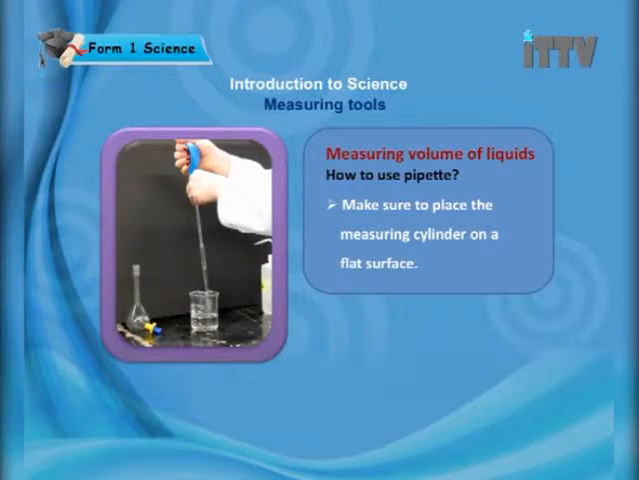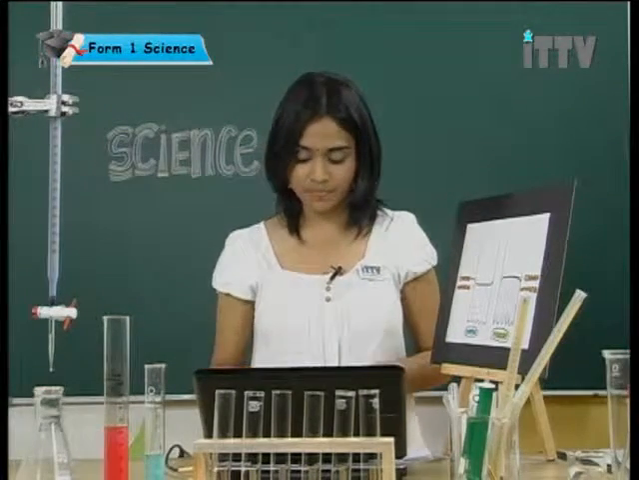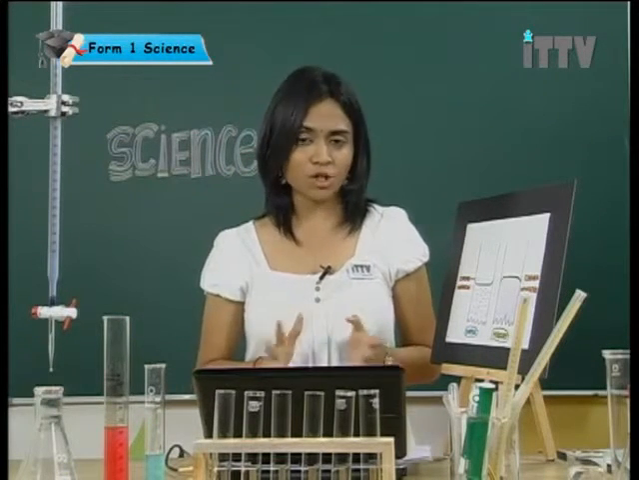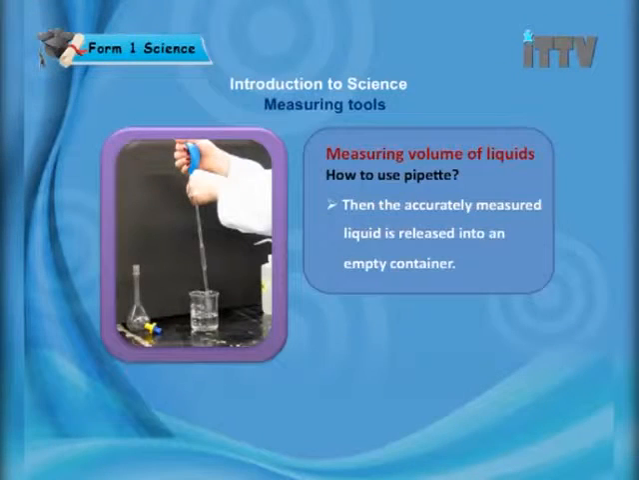How to use a pipette? Make sure to place the measuring cylinder on a flat surface. Now why is that so? This would actually affect the reading of the measuring cylinder. When using a pipette, the liquid is sucked into the pipette until the bottom of the meniscus reaches the mark on the pipette. Use a pipette pump. Now, I would show you further what a pipette pump actually is and how a pipette, which is a simple one, actually looks like. Then the accurately measured liquid is released into an empty container. So this is how you actually measure accurately the amount of liquid needed for a certain experiment by using a pipette.